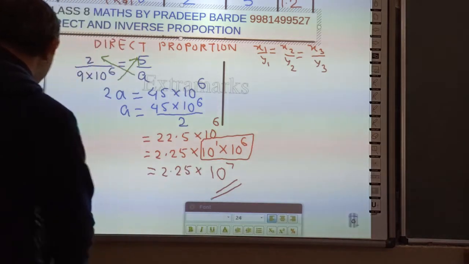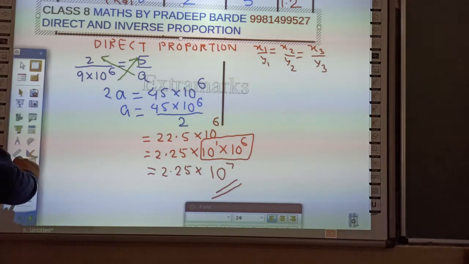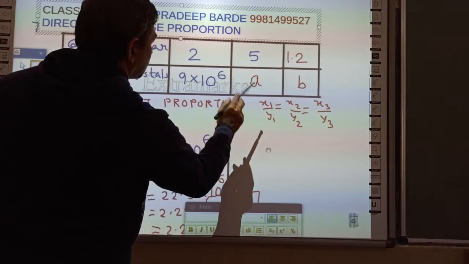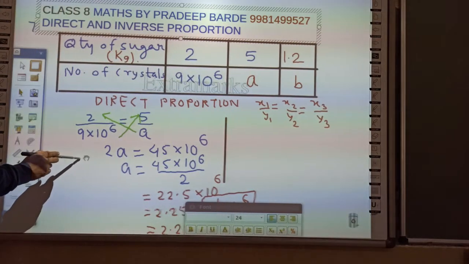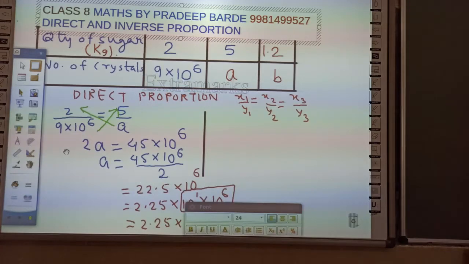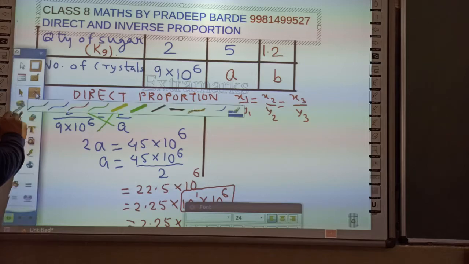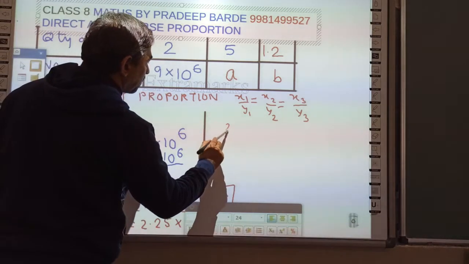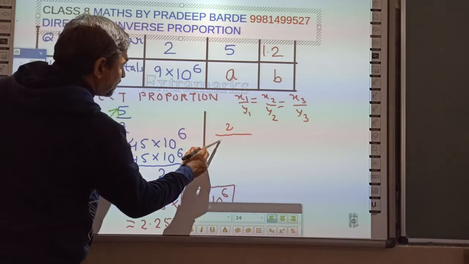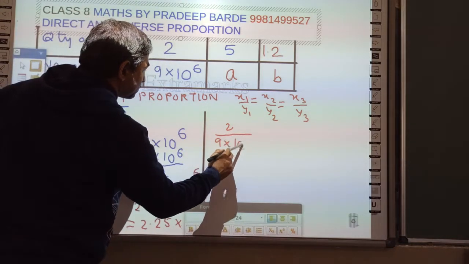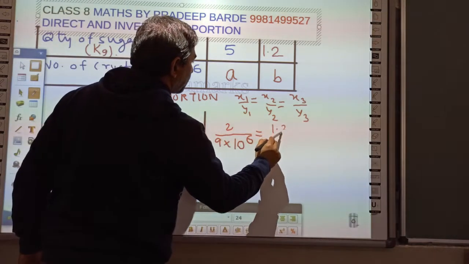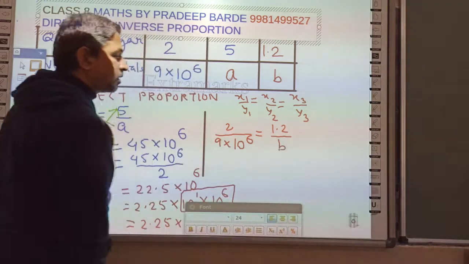Similarly, let's solve the second part of the question. Now we have 1.2 kg of sugar. We have to find out the number of crystals again. So similarly, again we write 2 upon 9 into 10 to the power 6 is equal to 1.2 upon B.